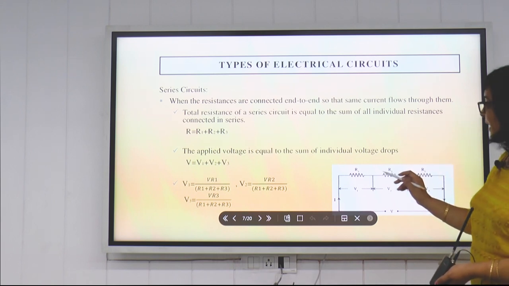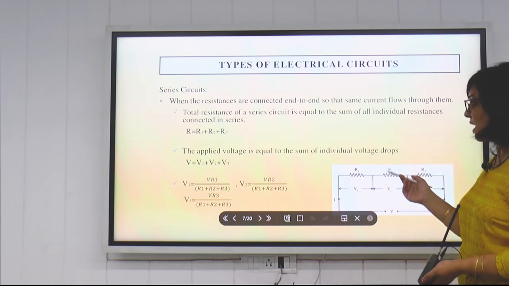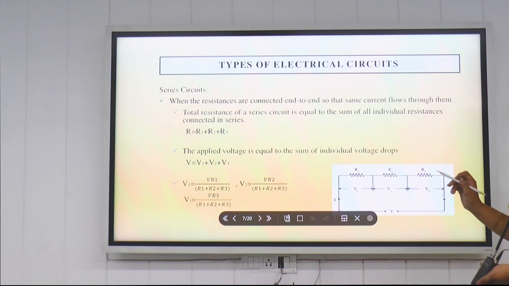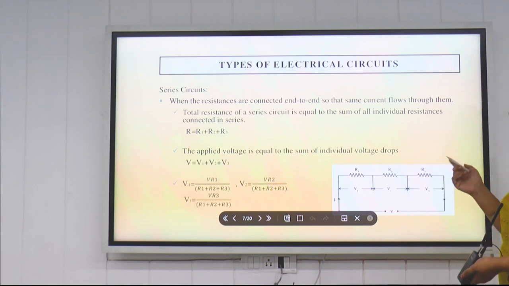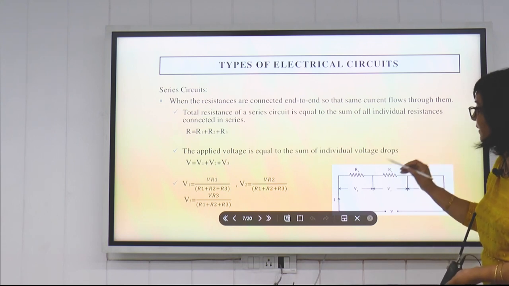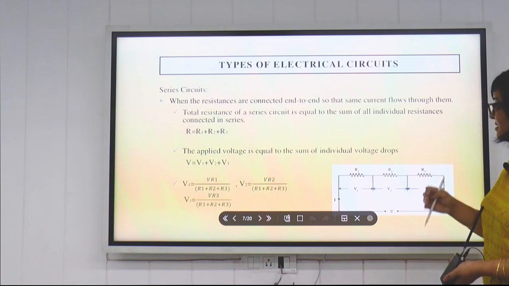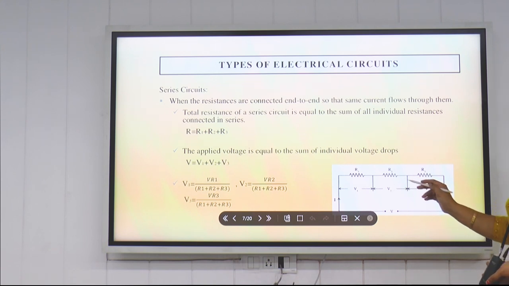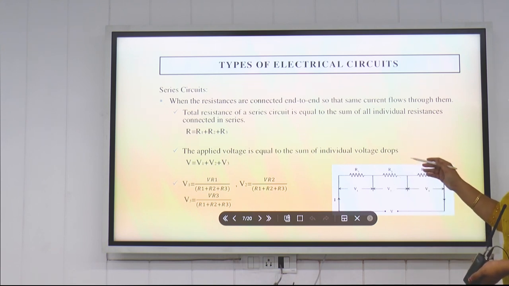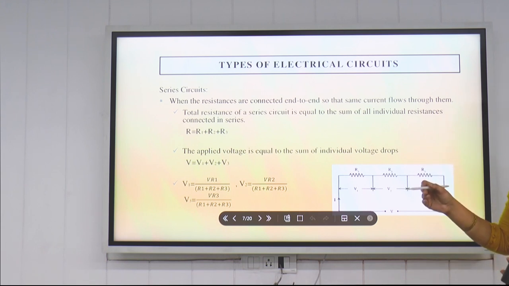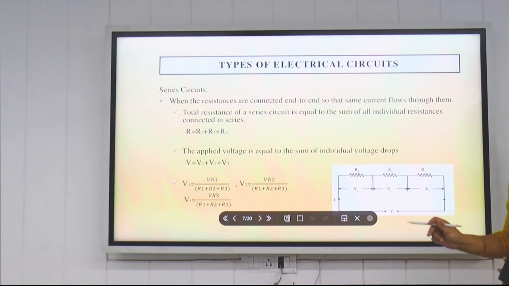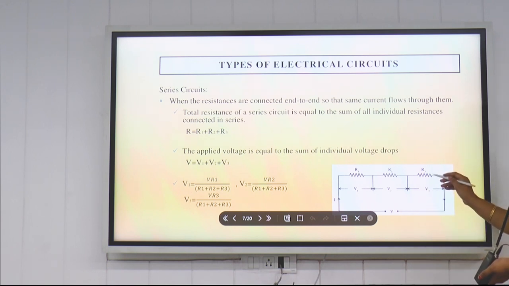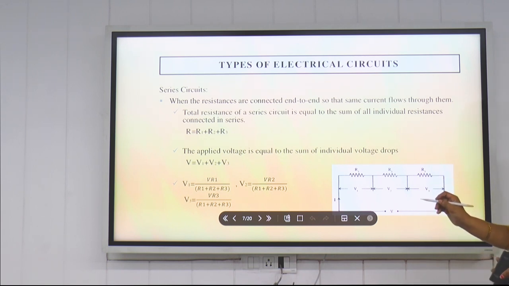The voltage divider rule is that if we find the voltage across R1, then V1 is equal to the total voltage into the resistance across which we have to find the voltage drop, divided by the sum of all the resistors connected in series. Similarly, V2 is equal to V into R2, as we are finding the voltage drop across R2, divided by the sum of all resistors connected in series. Similarly, V3 is equal to total voltage V into R3 divided by R1 plus R2 plus R3.